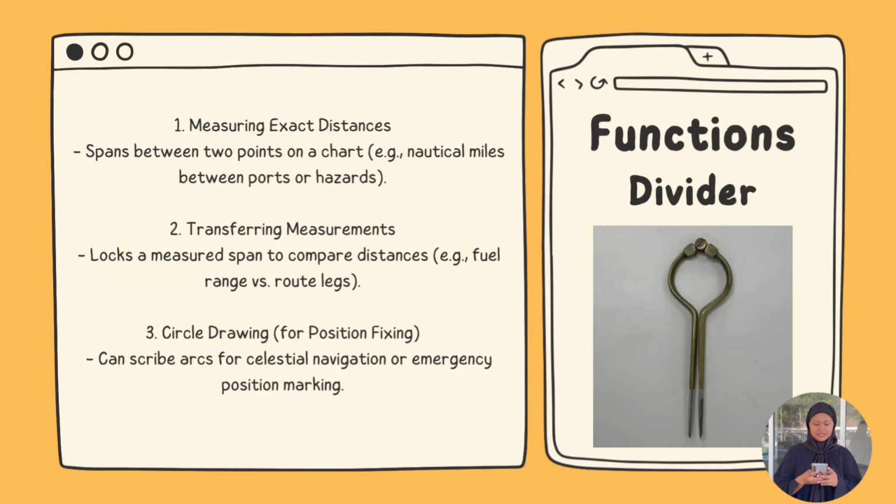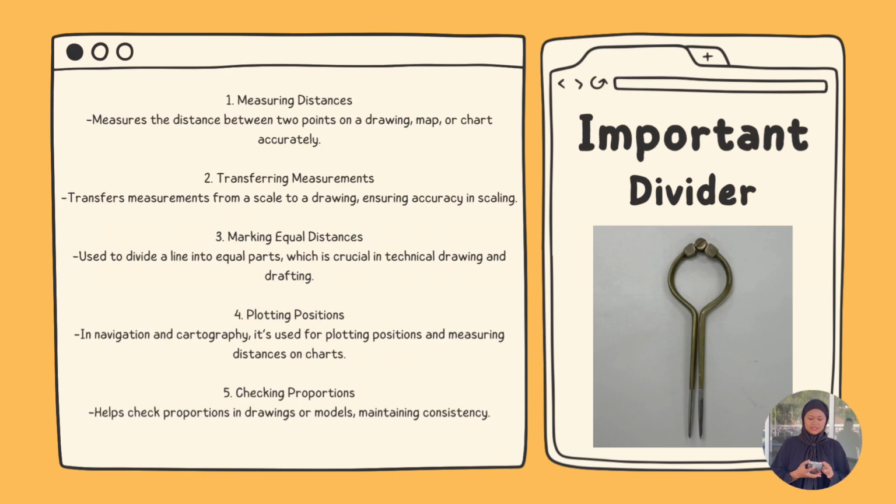Functions of the divider: first, measuring exact distance; second, transferring measurements; and third, circle drawing for position fixing. For the importance of the divider, we need measuring distance, transferring measurements, third, marking equal distance, fourth, plotting positions, and fifth, checking proportions.